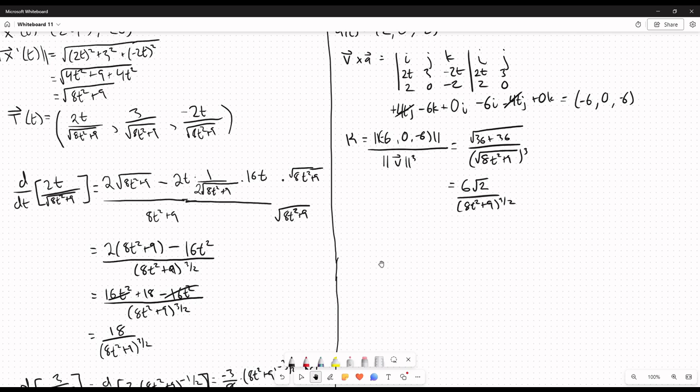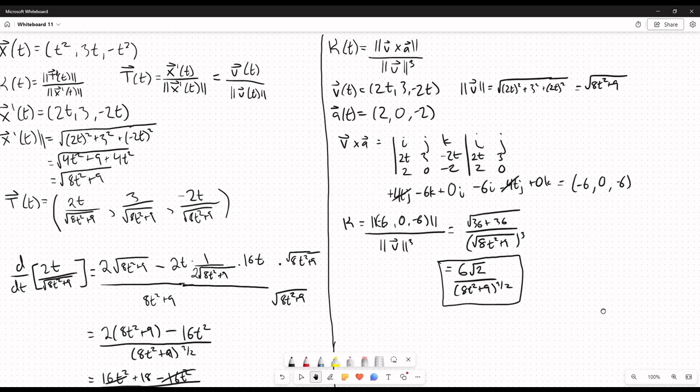So this is an example of why we might like having a second formula for curvature, because in this case, it was much easier to just find the velocity and acceleration and then plug those into our formula. So there you go. There is another way to calculate the curvature.